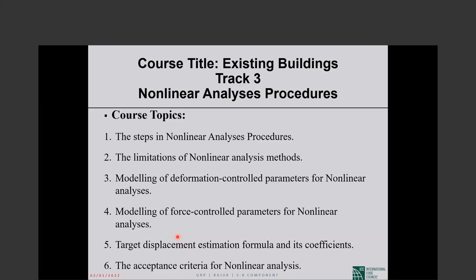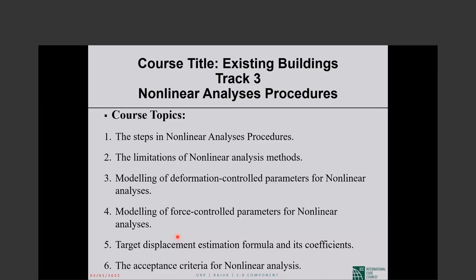So for number 4, modeling of force control parameters, there is no big deal. Force control parameters were those actions that we don't want to get nonlinear. So their modeling is linear. It's the same as we do in our ordinary design. So there is no big issue in number 4.